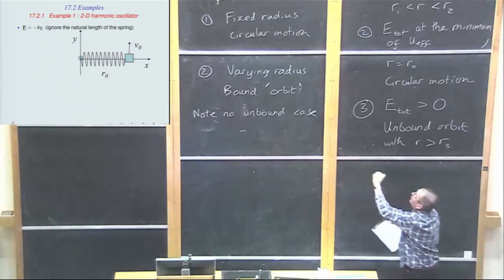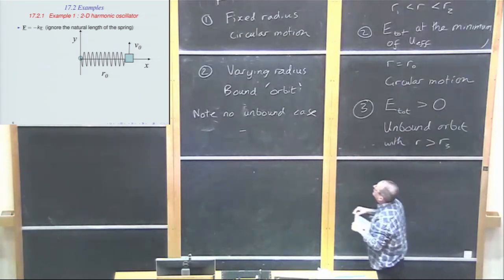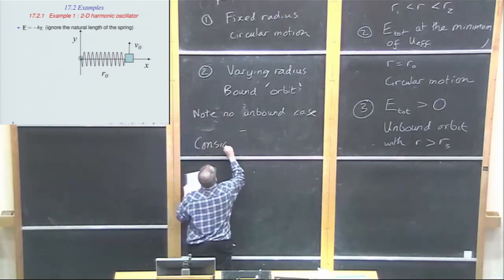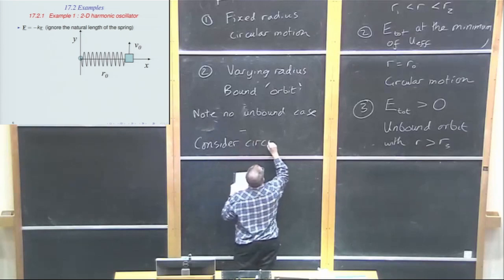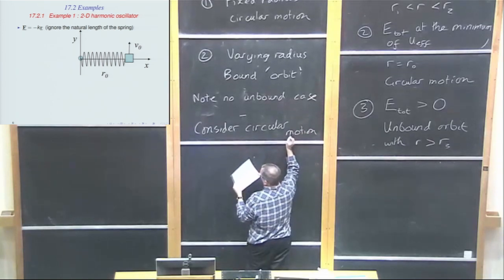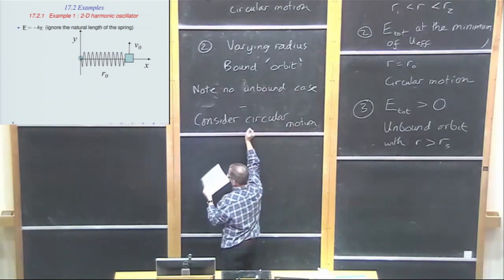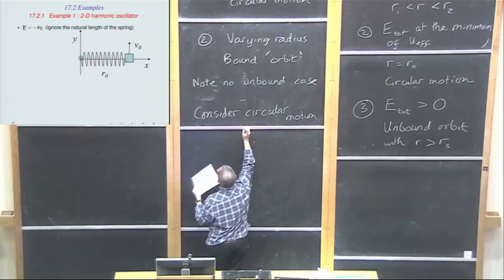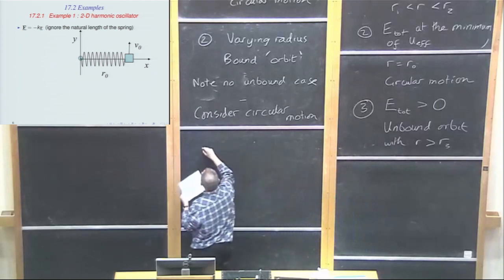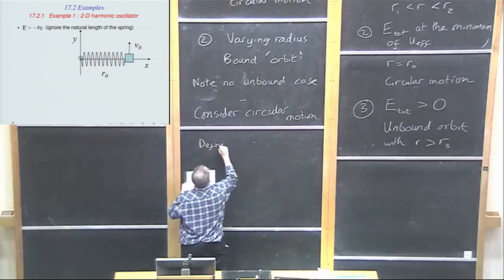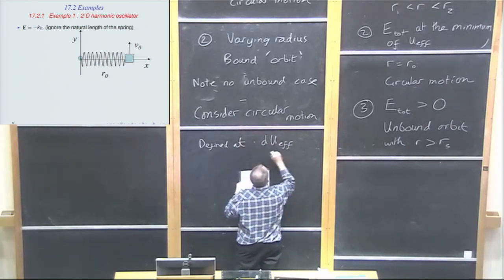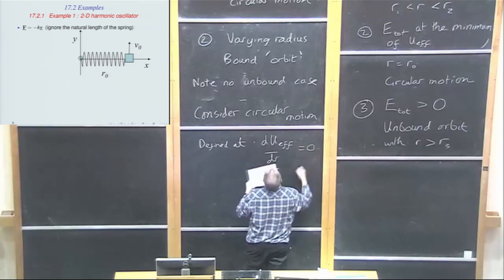Okay. So we've looked at the shape of the effective potential and we've got some insight into the possible motion. So let's consider the circular motion case in more detail. So let's say, well, here it's going to be at the bottom of this potential, so it's defined at dU_F by dr equals 0.